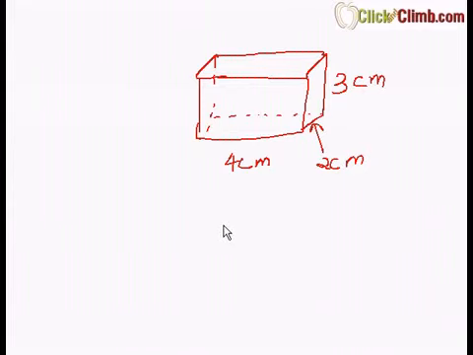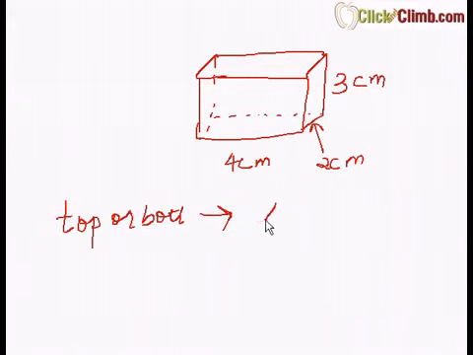All right, now we've got to find the surface area of this prism. So we find the area of the top face. Even if we talk about the top or the bottom, both are the same, so both the areas will be the same. So we first find the area of the top or the bottom face. So the area will be 4 times 2.